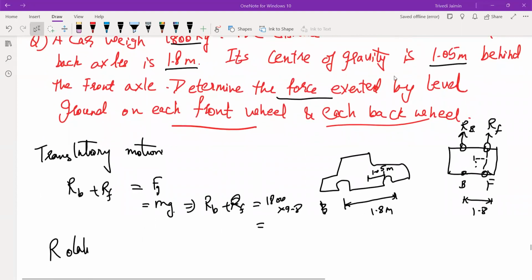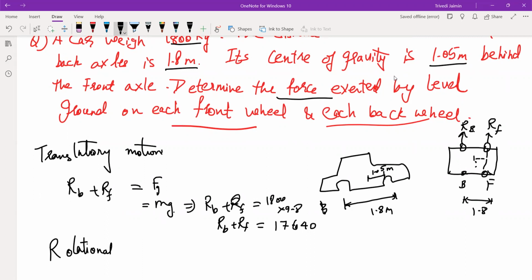Okay, so rotational equilibrium. It's 17,640. Unit? Newtons. It is RB plus... It is a force, right? Yeah. Resultant force due to B, resultant force on back wheel, front wheel, like that.